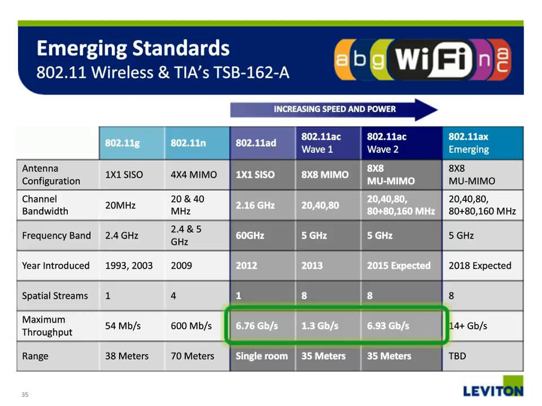The new emerging wireless standard, 802.11ax, the goal is to have 14 gigabits. Now, all of a sudden, you're going to have some throughput that's going to exceed even the Cat 6A capabilities. That's something that we're going to keep our eye on and understand how that's going to come into play from a cabling system.